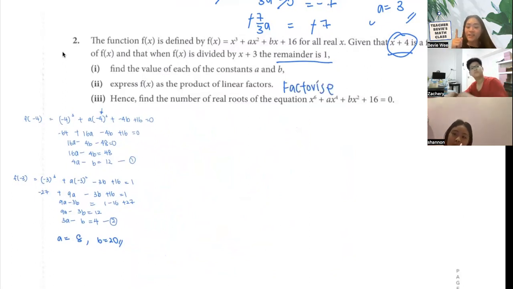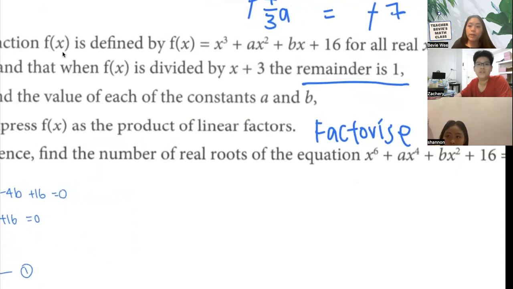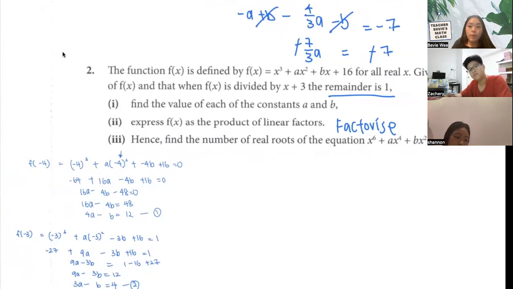Remember how to factorize cubic polynomials or not? There are two different kinds. One is by the special identity, a cube minus b cube, a cube plus b cube. But this is obviously not the special identity, because I got so many terms here. This is the normal one.